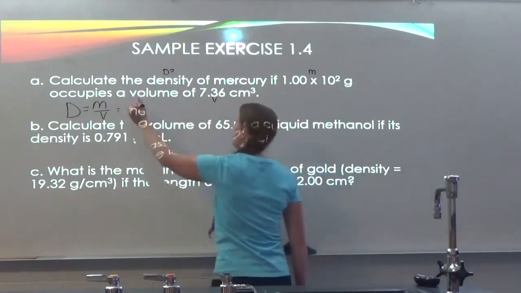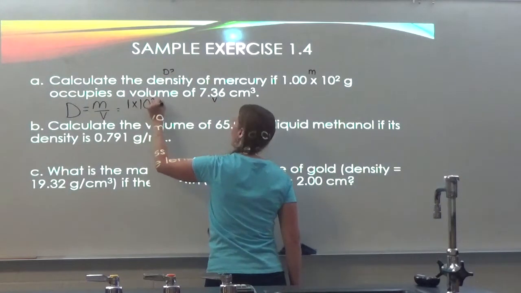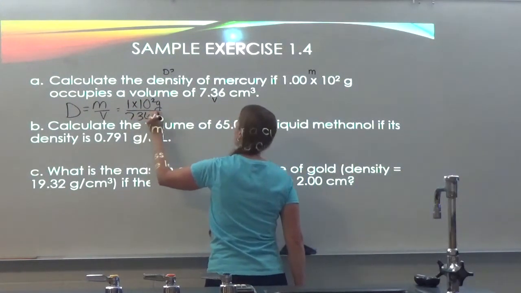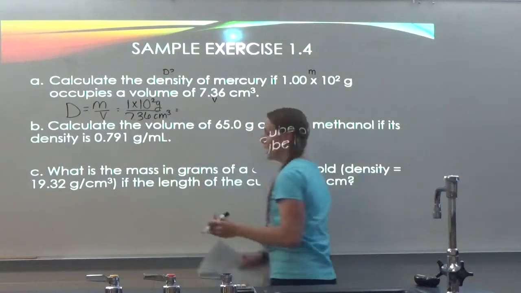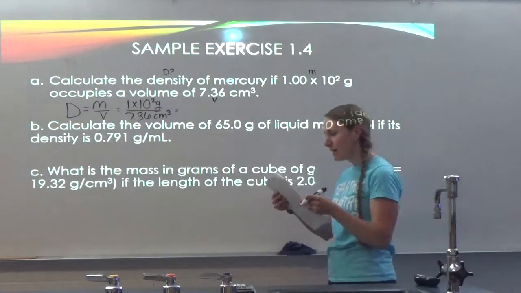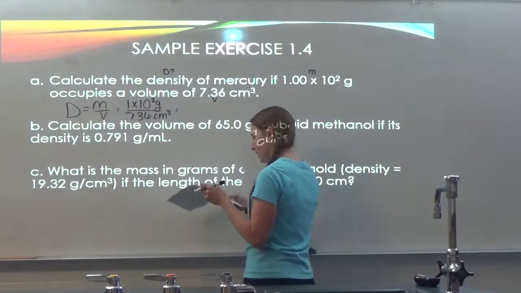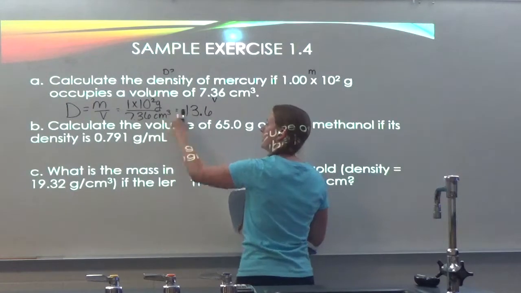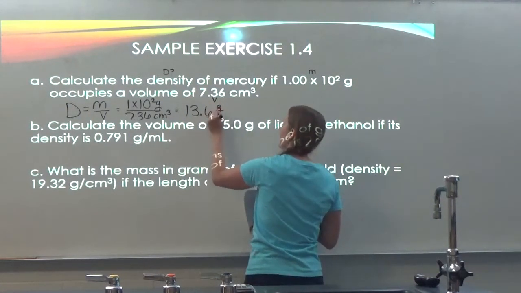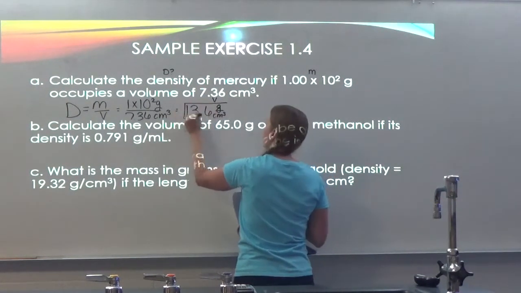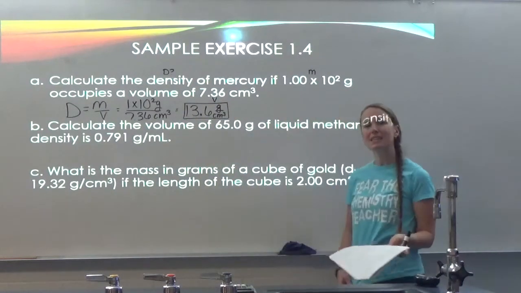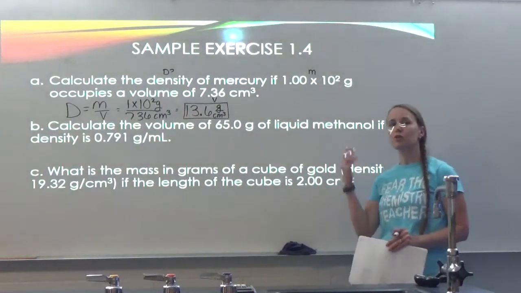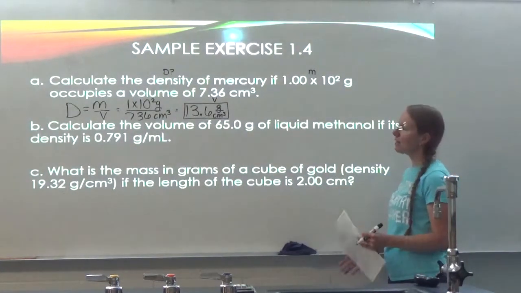So my mass is 1 times 10 to the 2 grams. My volume is 7.36 centimeters cubed. So I just divide, and when I divided, I got 13.6. And then a gram and a centimeter cubed are not going to cancel out. So I have grams per centimeter cubed. Density will always have double units, like grams per milliliter, kilograms per liter, grams per centimeter cubed, something like that.